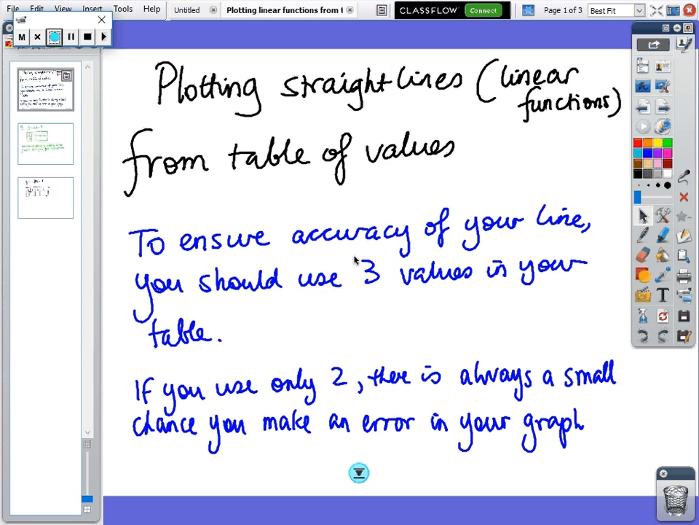Okay, so we're looking at a short video called Plotting Straight Lines, or linear functions as we properly call them, from a table of values. Now when you're plotting, especially with a straight line, you only actually need 2 points, but what I'm suggesting is to ensure accuracy, let's use 3 values. If you use 2, there's always a small chance that you can make a mistake, but 2 is what you need. And when you have a look at my examples, you might say that 2 is all you need.